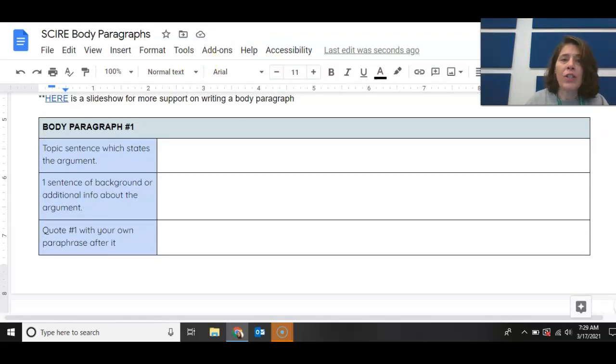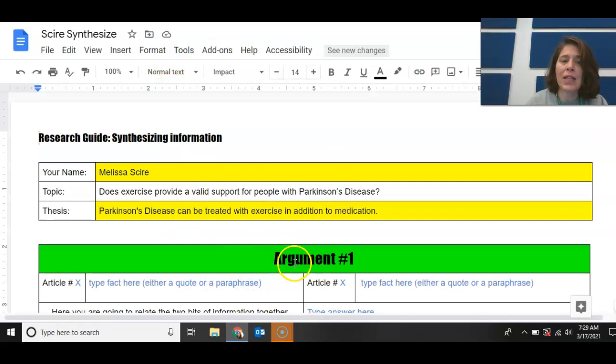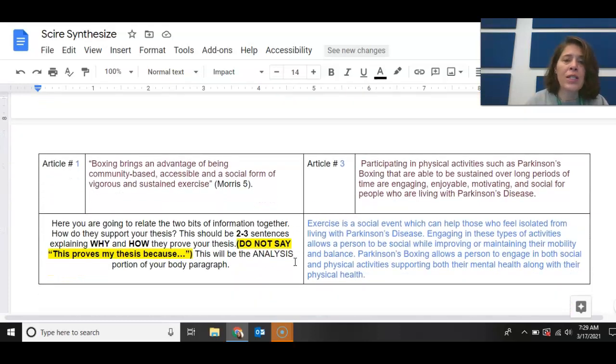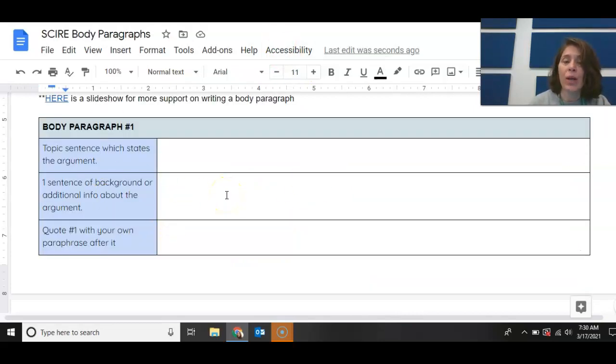So if I click back over to my synthesize worksheet, this is my synthesize worksheet. Remember we did these? So my argument number 3 was about boxing, about the Parkinson's boxing. And I had these two quotes from two different articles. One is a quote, the boxing brings an advantage of being community-based, accessible. And then I had this other paraphrase right here. So that means there was a quote in the article, but I wrote it in my own words. Now I still have to cite this whenever I put it in my text. And then I did this analysis. This is the argument that I'm going to focus on for my body paragraph. I've selected this one as one of my best ones, okay?